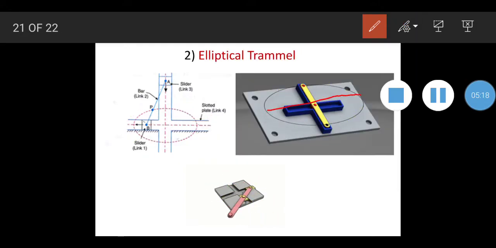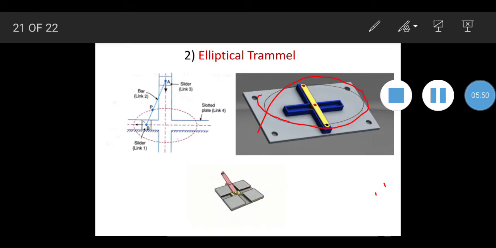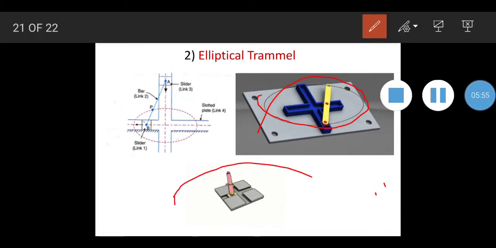The first slider moves in this manner, the second slider moves in this manner, and the ellipse is drawn over here. See here, it is drawn from this point. This is the path of the ellipse. This is how the ellipse has been formed. So this is all about the elliptical trammel. We can also see the working of this elliptical trammel much more clearly in this part of the diagram.